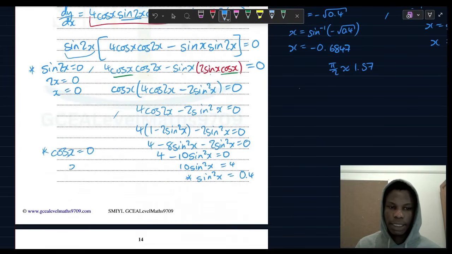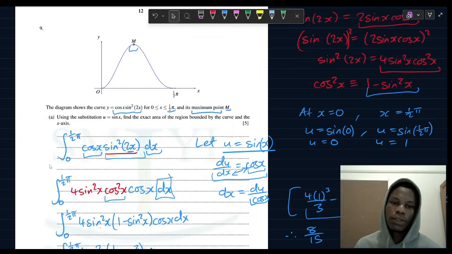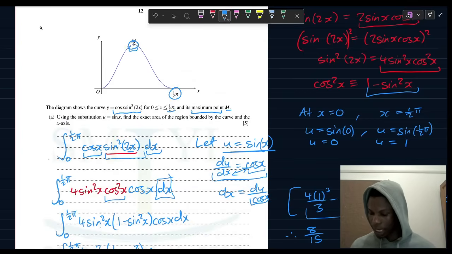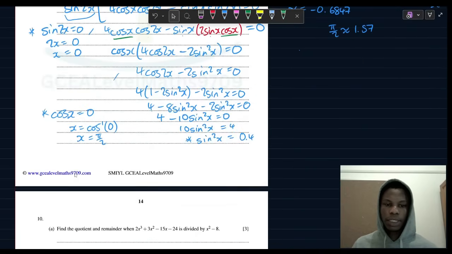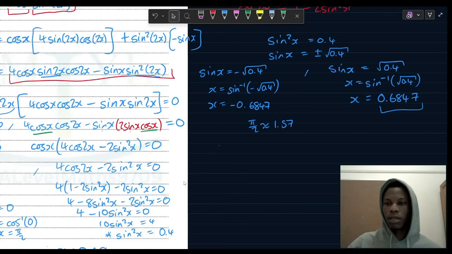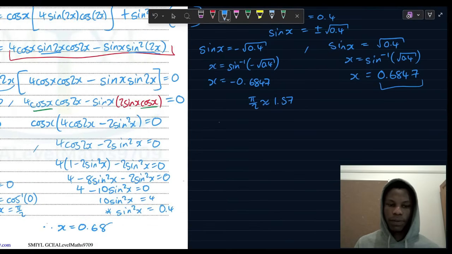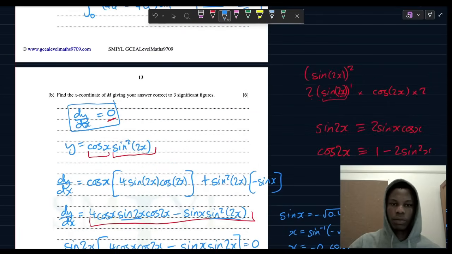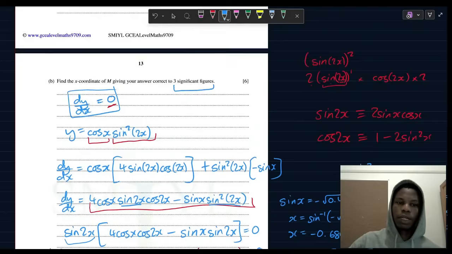We do cos x is 0. We get x is equal to arccos of 0, and x is pi over 2. And that's the other bound of the interval that we're interested in, right? Pi over 2 is there. So that's not the point that we're interested in. So it must mean 0.6847 is the right solution. So we can conclude that therefore x has to be 0.684785, to 3 decimal places, 3 significant figures. That will be our final answer.